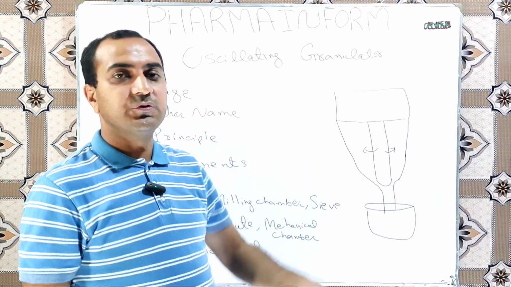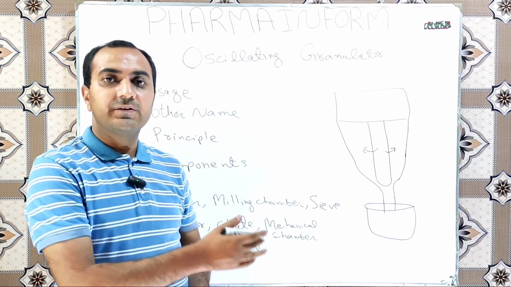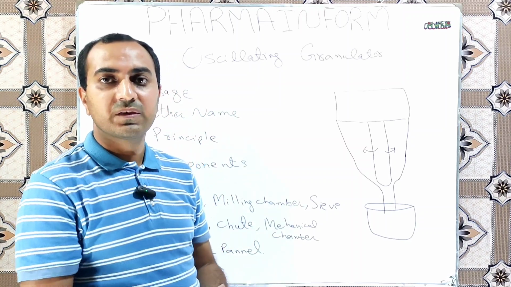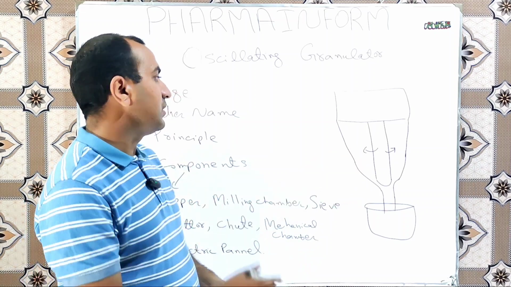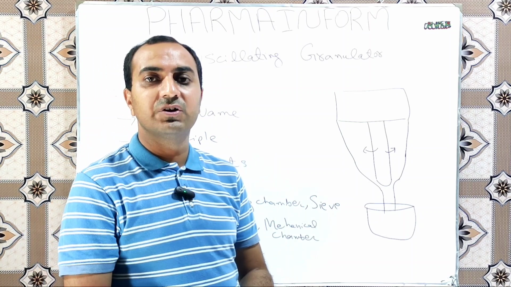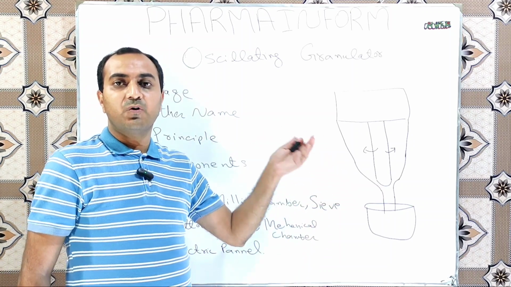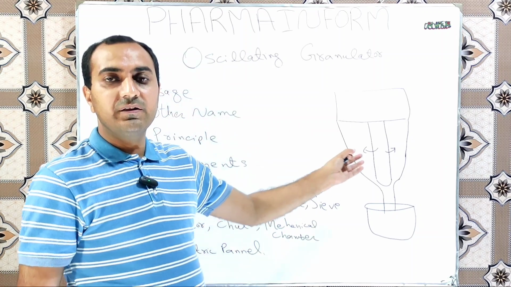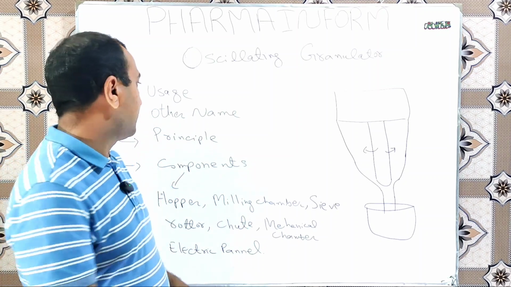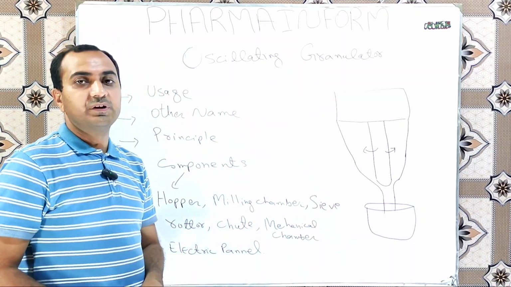But the main purpose of the oscillating granulator is to crush the dried granules to obtain uniform size granules which pass through a sieve which is installed in the oscillating granulator. So which size of granules we obtain in a granulation like wet granulation or dry granulation mainly depends on the sieve number or mesh number which is installed in the oscillating granulator. What are the other names of the oscillating granulator? It is also known as a dry granulator or simply the oscillating granulator.